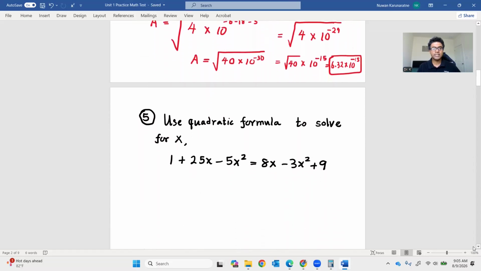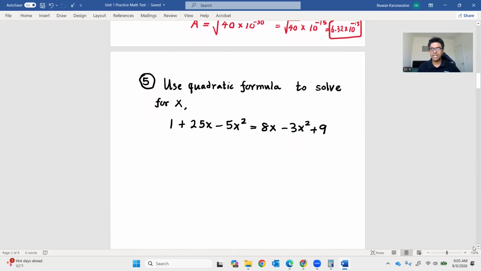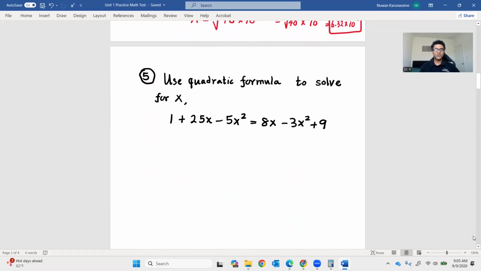Okay, so let's look at the fifth problem. I have 15 problems, so 10 more to go. Well, 11 more to go. So use the quadratic formula to solve for x. Actually, I'll write down the quadratic formula.